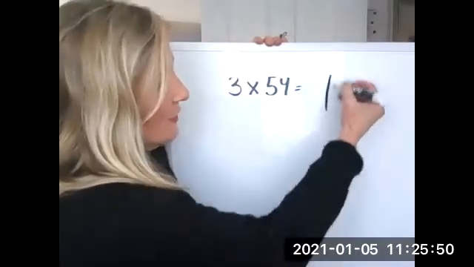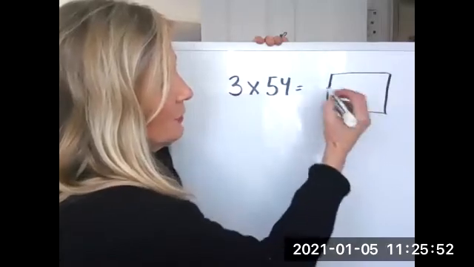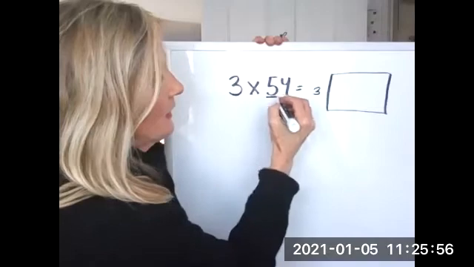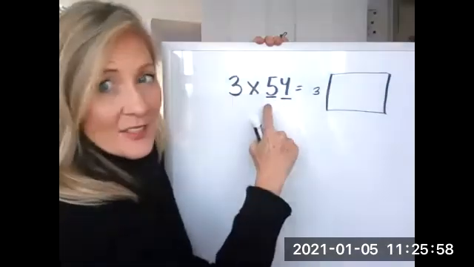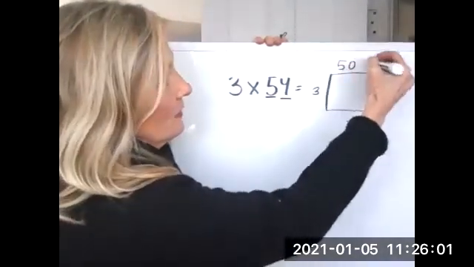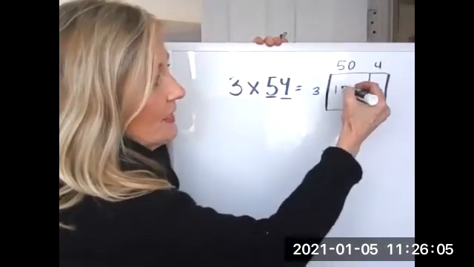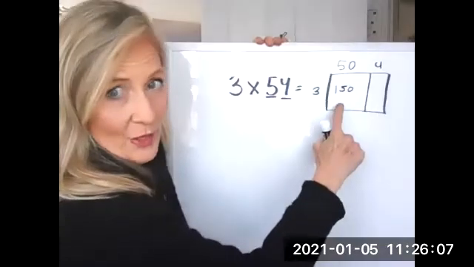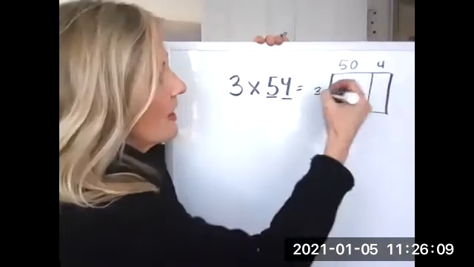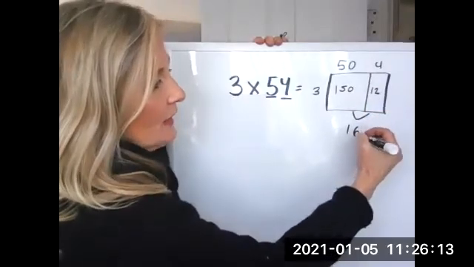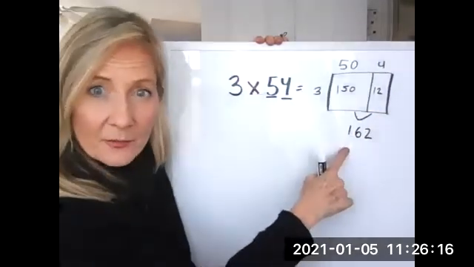So, open area model for 3 groups of 54, quick review. We know that it's a 4 and a 50, so we are going to show those values. 3 times 5 is 15, so 3 times 50 is going to be 150. Can you see that? And then 3 times 4 is 12. Bring them together and we get 162, right?